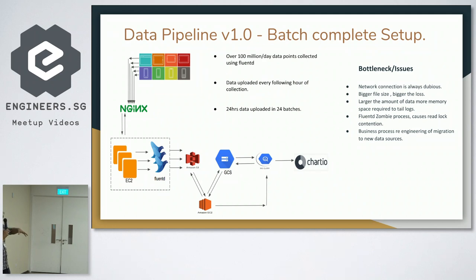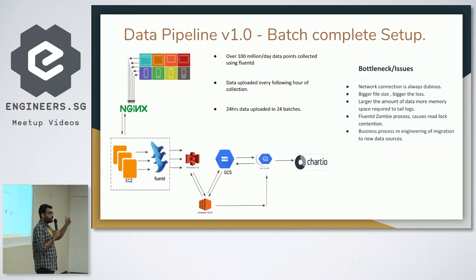After that, we actually built a pipeline that went from 1 million events a day up to 100 million events, data points a day. So we were uploading 100 million data points a day, every hour, 24 jobs per day that would pull data and upload into BQ. So moving from businesses waiting for a whole day just to get their data, now they were actually seeing that data every hour.